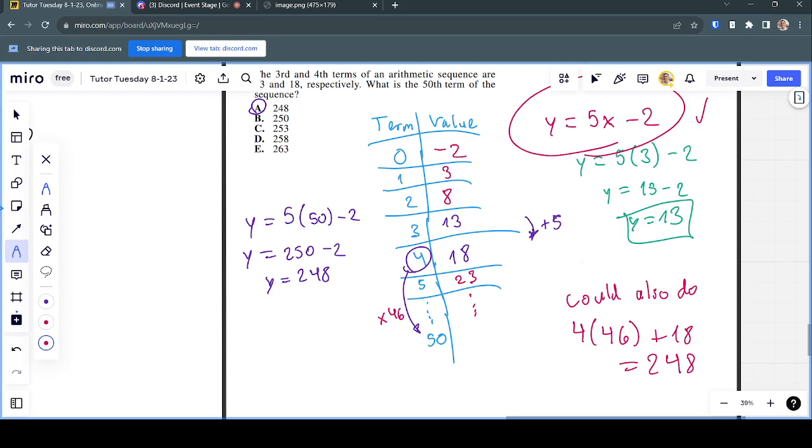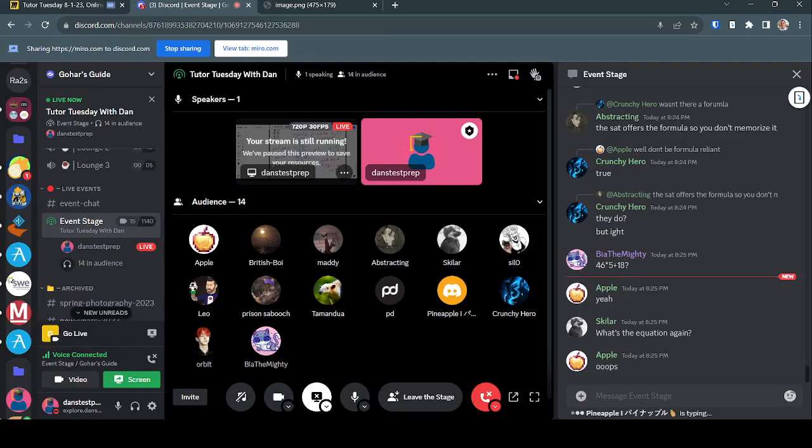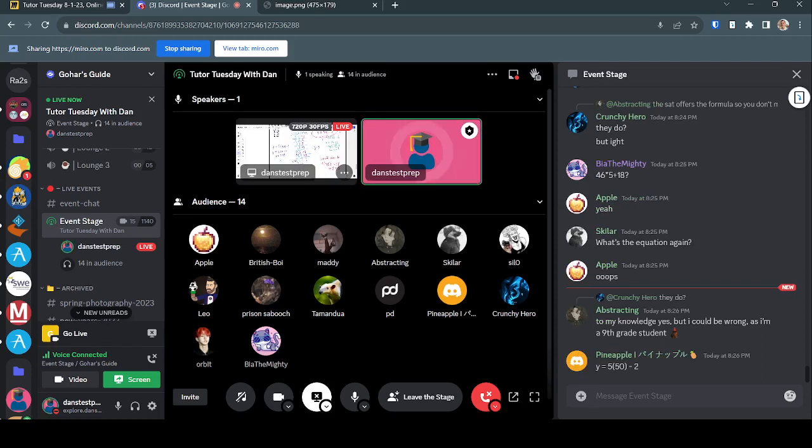The equation that I derived was y equals 5x minus 2. Or even better to write it would be something like f of x is equal to 5x minus 2, because then you could say the function at the 50th term. Yeah, 5 times 50 minus 2 works.